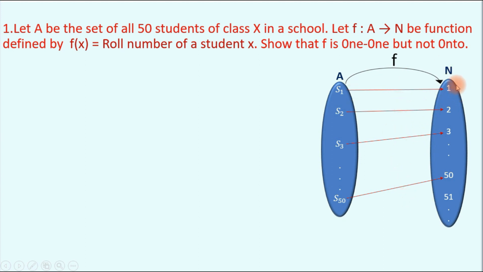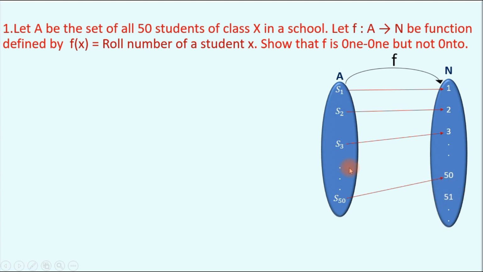For onto function, look at the codomain, which is an infinite set. Only 50 elements are roll numbers, other elements are not roll numbers. So, the range of this function is not equal to the codomain. Hence, this function is not onto. Otherwise, if at least one element in the codomain does not have a preimage in the domain, that function is not an onto function.